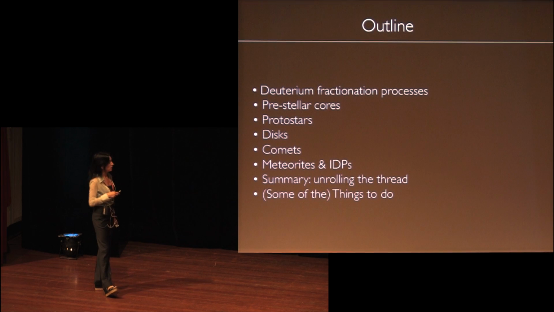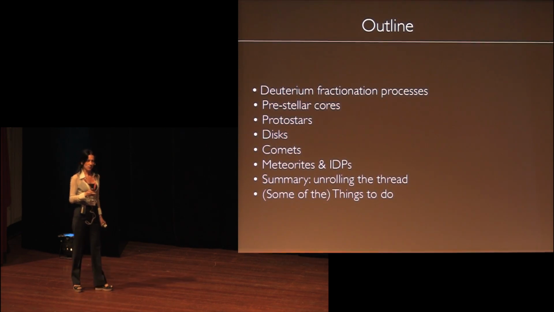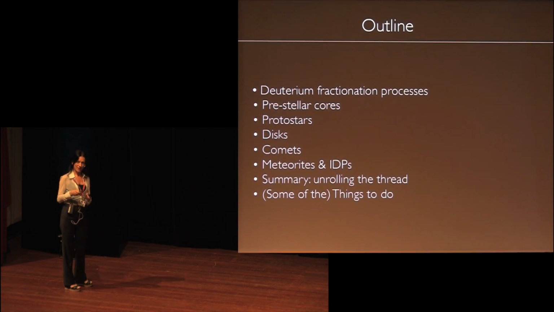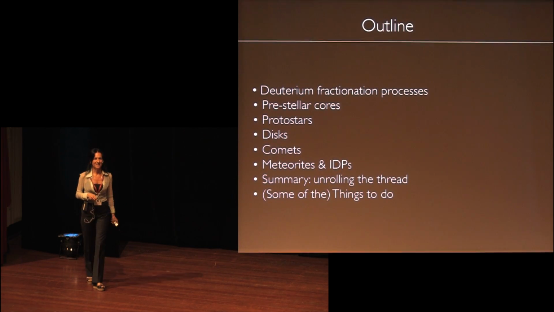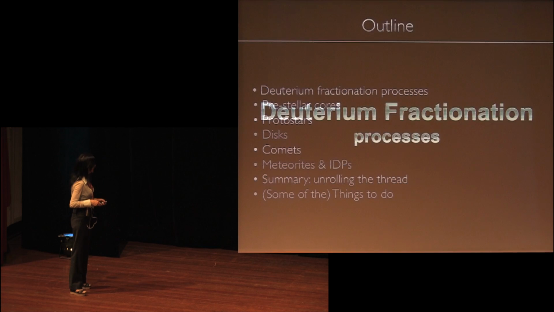So my outline will go through, relatively quickly, the deuterium fractionation processes, then go through the observational evidence in prestellar cores, protostars, disks, comets, meteorites, and IDPs, trying to find some commonalities. Then I will show the summary, unrolling the thread, and of course some of the things to do, because there are really lots.